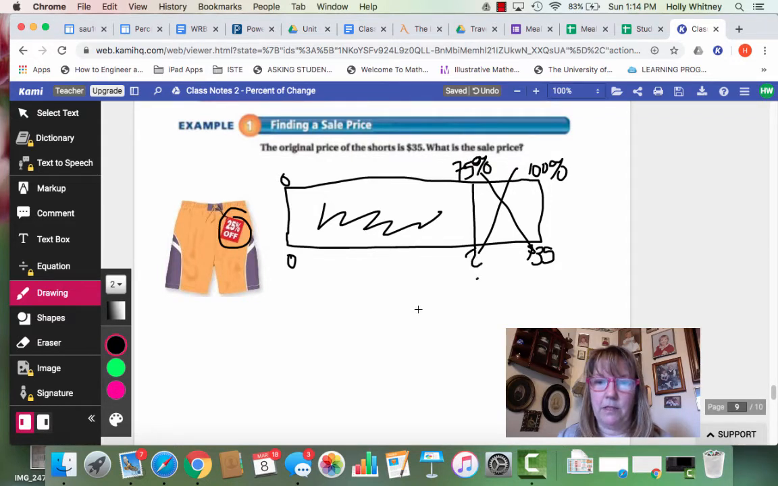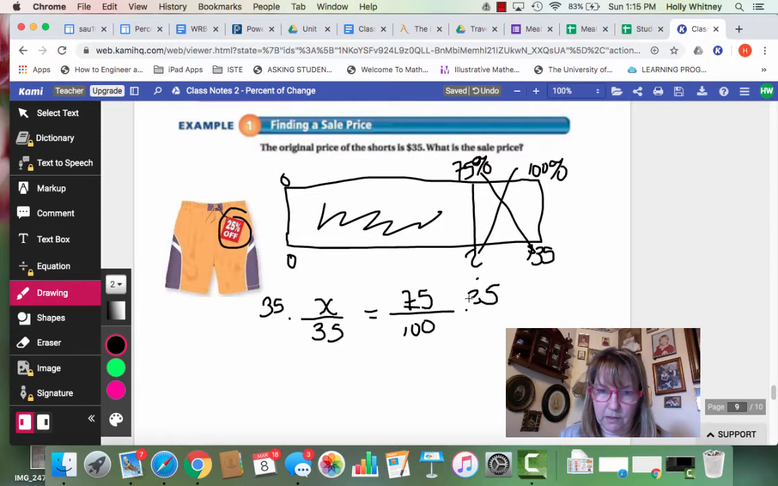We don't know what that is, so that's the unknown. We're going to use the percent proportion to figure this out. We know that we're paying for 75%. We don't know what that part is, but we do know that the whole is $35. So here's our percent proportion. I'm going to multiply both sides by 35 so that I can get x by itself. So x is 75 times 35 divided by 100. Let's figure out what that is.